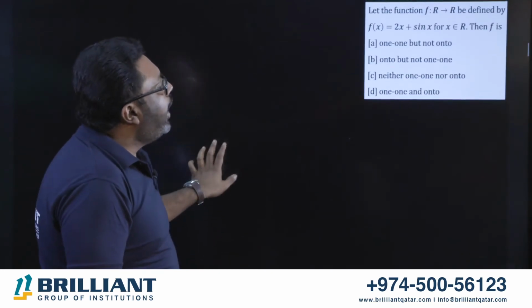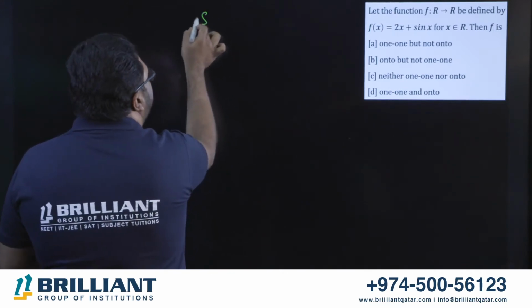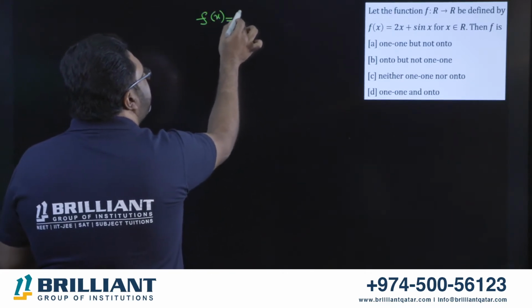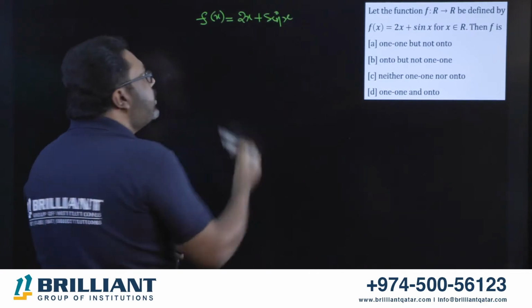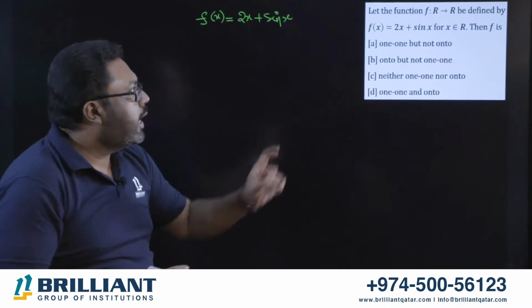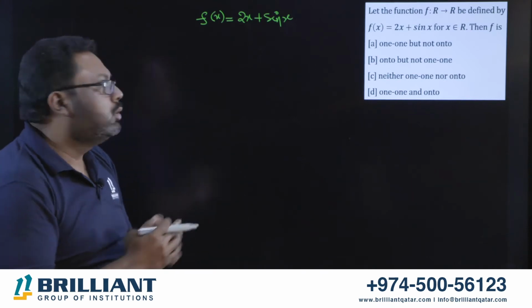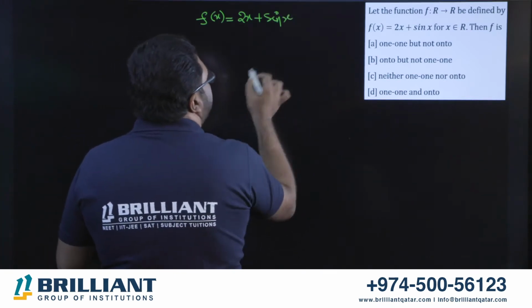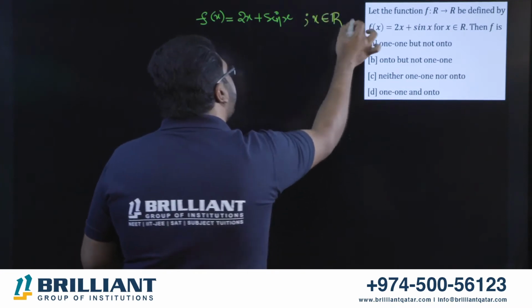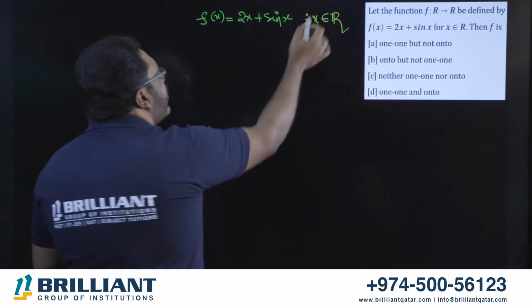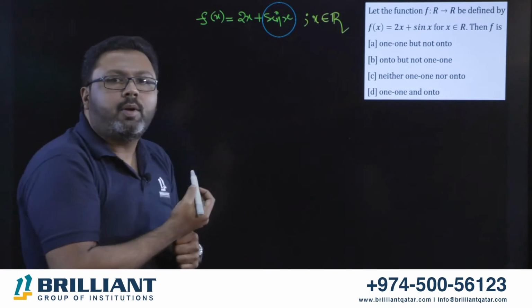Okay, the function f from R to R is defined by f of x is equal to 2x plus sin x, and they're asking me about the function being one-one, onto and all. Okay, let's think about sin x. Here they're saying that x is any real number. So please try to understand the property of sin x.